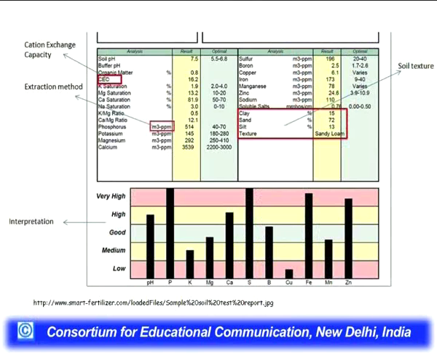Now if you look here, I am showing one analysis from a soil laboratory. You can again look into the different parameters over there, which I have highlighted. Now look at the graph below, which should be clearer. You see, there are a lot of parameters like pH, phosphorus, potassium, magnesium, calcium, sulfur and boron, copper, iron, manganese and zinc. And on the y axis you have low, medium, good, high and very high.